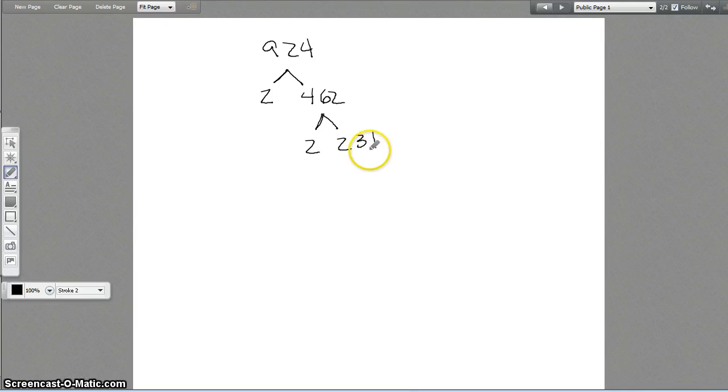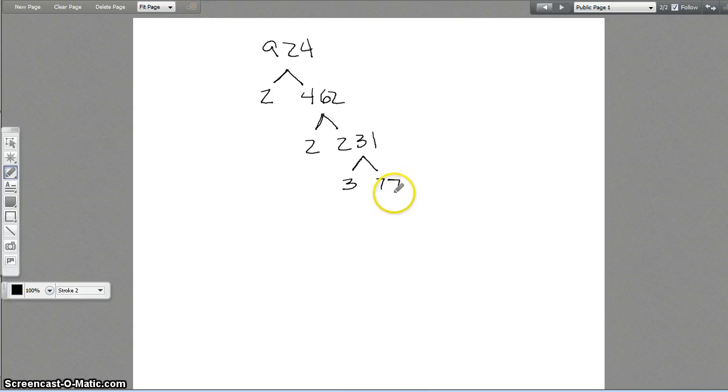Okay, 231 is not an even number, so we can't divide that by 2. But if we add up the digits, 2 plus 3 plus 1 is 6. That is a multiple of 3. If the digits add to a multiple of 3, then it is divisible by 3. So this number can be divided by 3. 3 goes into 231 77 times.